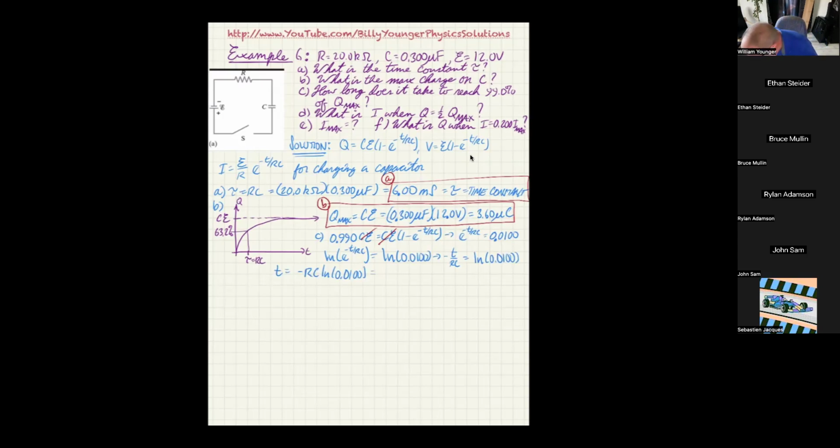We know that the RC is 6.00 milliseconds, and the ln of 0.01 is actually negative 4.605. So if I take negative 4.605 and multiply it by 6, I get 27.63, and the negatives cancel out. So this would be 27.63 milliseconds. And that's one extra sig fig, and that's t to 99% Q max. Which you can also realize is right at about 4.6 time constants.